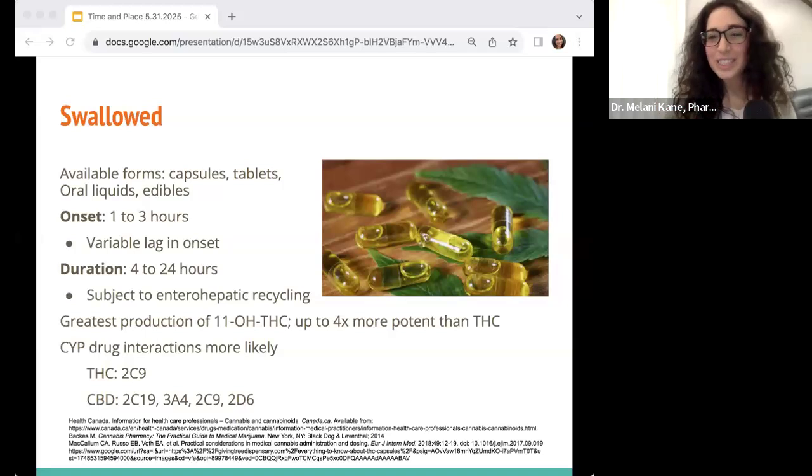So a lot more difficult to predict the onset with swallowed formulations, even though they're easier to take. There's no required device counseling to take a pill. It's a lot easier and simpler for patients.